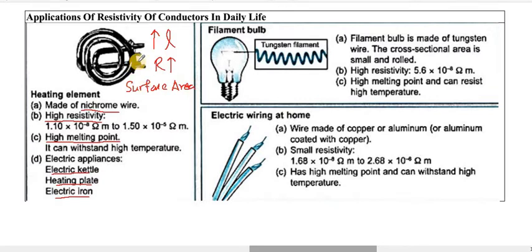Surface area that comes into contact with water, for example. Let's say you use this in your electric kettle. If it is longer, that means the total surface area will be greater and more heat can be transferred into the water at the same time. Okay, it's very important to say that more heat goes into water at the same time.